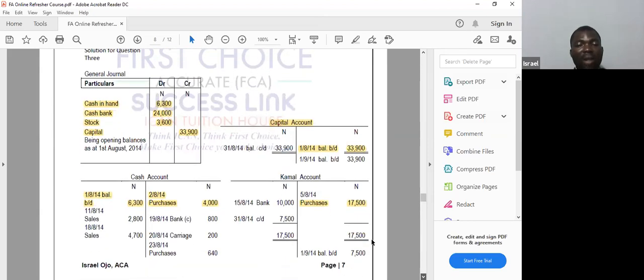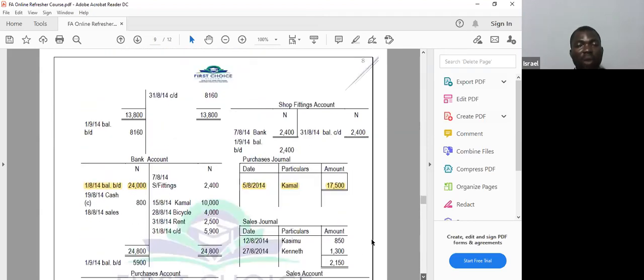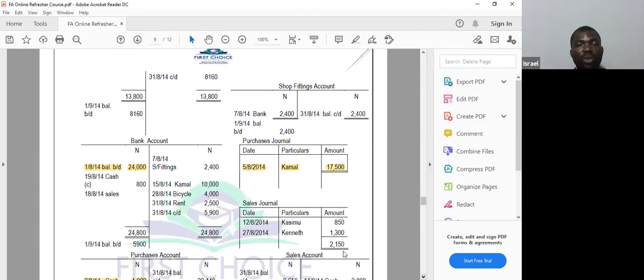so you debit the shop fittings account, and where is the money coming from? It's coming from the bank. So we have the shop fittings of 2,400, and we debit it. Then the bank is the one giving it, so we credit the bank to reduce the amount that is available to us at the bank. Then you move on to the next one.